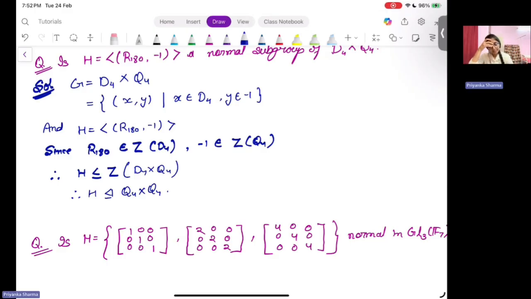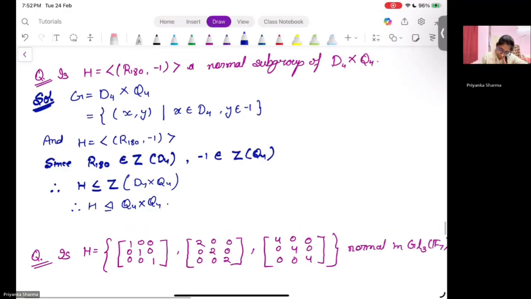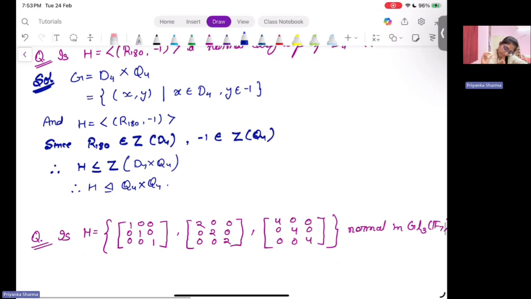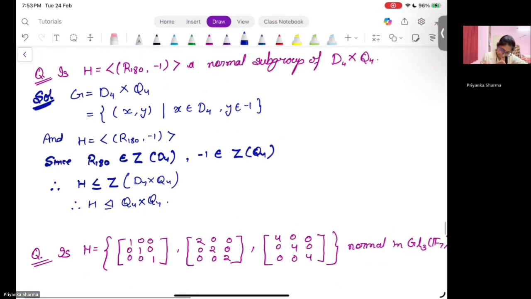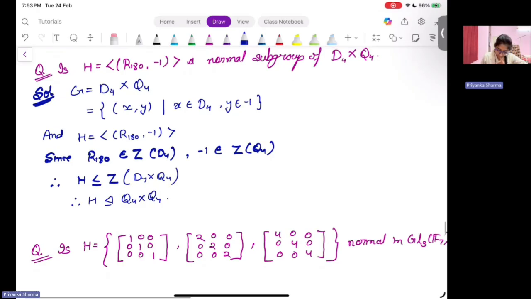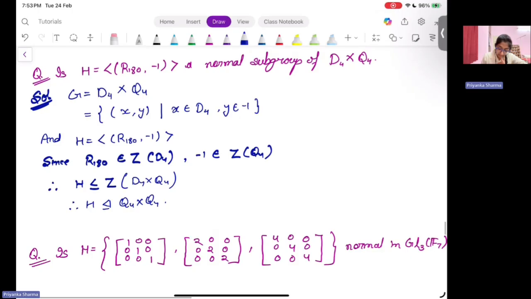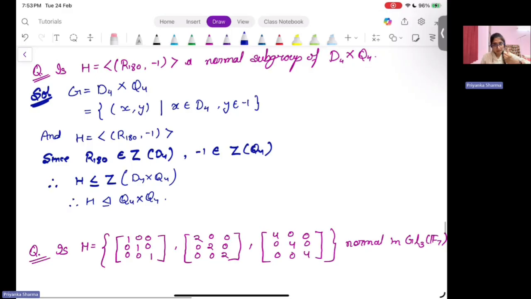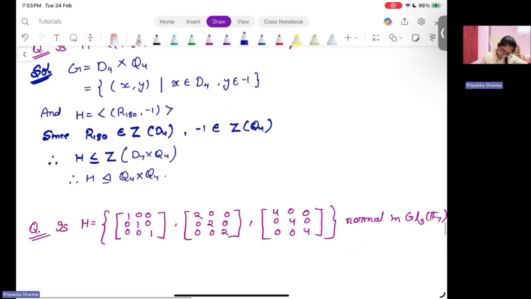Like how to find the center of G1 cross G2. For that, we need to consider the center of G1 and the center of G2 and take the product of those. That will be the center of the external direct product G1 cross G2. So yes, this is a normal subgroup. Why? Because this is a subgroup of the center of the given group, and we discussed that a subgroup of the center is normal.